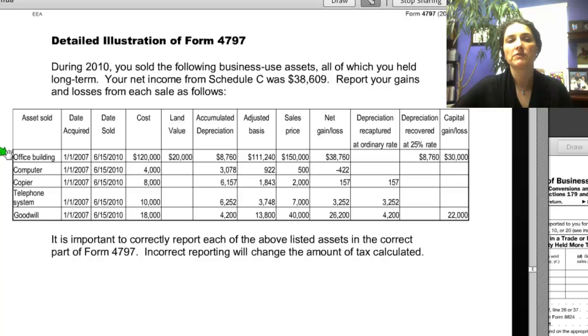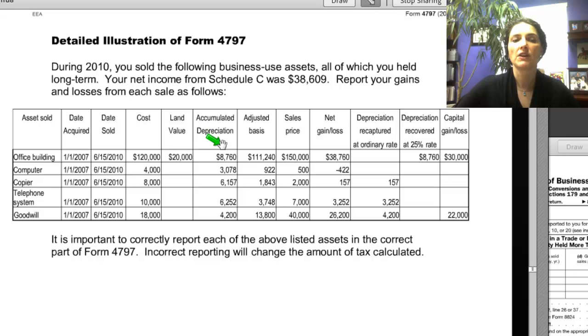Report your gains and losses from each sale as follows. We have an office building. It was acquired back in 2007, and you will see all of the assets were acquired on that same day. And we've got a sales date of June 15, 2010. All of the assets were sold on the same day. Here is the original purchase cost of these assets. And on the real estate or the office building, we also have $20,000 of land value.